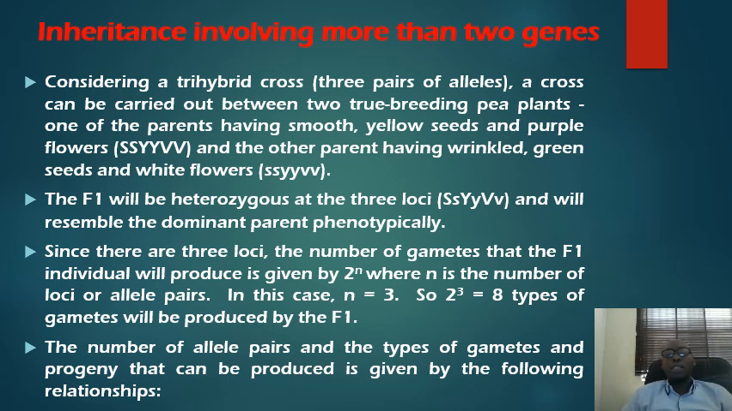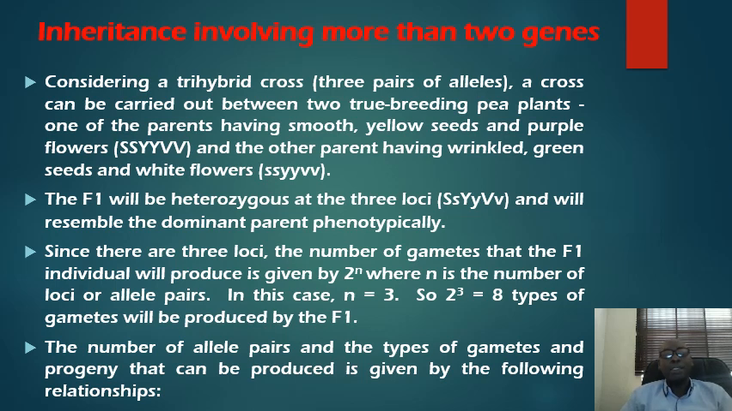So far, we've looked at inheritance involving a pair of contrasting characters, monohybrid cross, and two pairs of contrasting characters, dihybrid cross. You could also consider a trihybrid cross, having three pairs of alleles. Assuming we make a cross between two true breeding pea plants, one of the parents having smooth yellow seeds and purple flowers, and the other parent having wrinkled green seeds and white flowers.